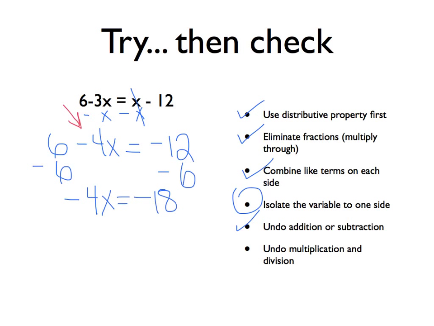Now to simplify. Negative 4x, I'm going to divide both sides by negative 4. The negative 4's cancel. I'm left with x by itself equals, I'm going to go ahead and keep this as an improper fraction, but I want to simplify it. 18 and 4. I know that they can both be divided by 2. 18 divided by 2 is 9, and 4 divided by 2 is 2. A negative divided by a negative should be a positive. So the answer to this should be 9/2.